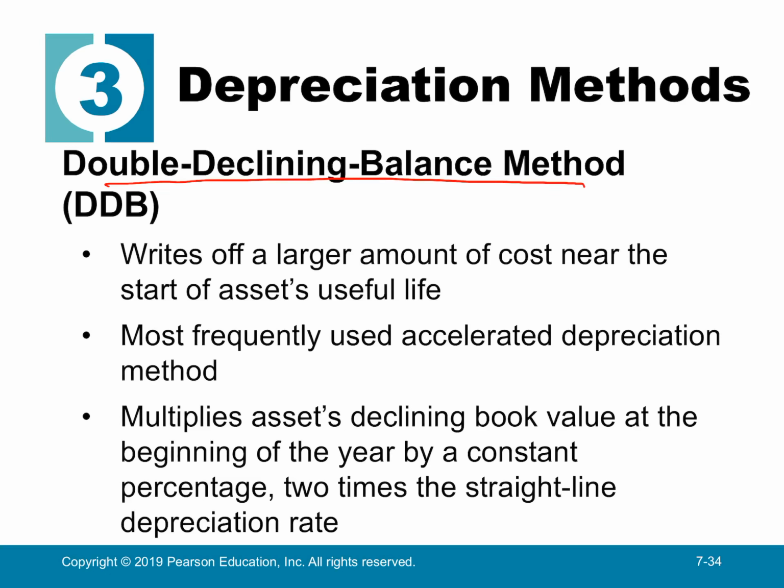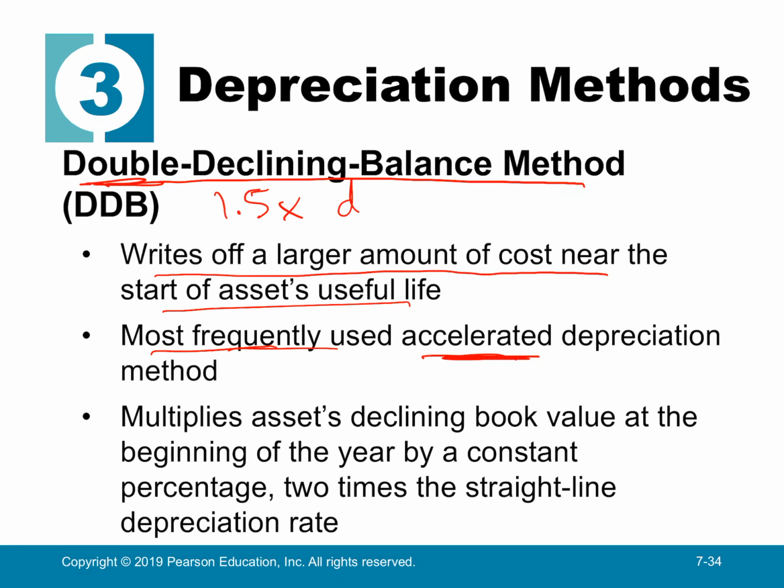Now we have double declining balance method. This one makes a lot of sense for assets that depreciate really fast early on in their life, right? So you're going to write off a larger amount of the cost near the start of the asset's useful life. This is the most frequently used accelerated depreciation method. There's also 1.5 times declining balance and other methods, but this one is the most frequently used one. It's why we're learning it.